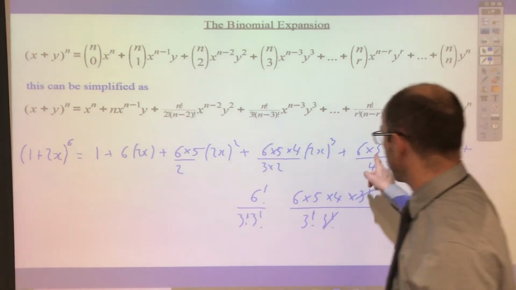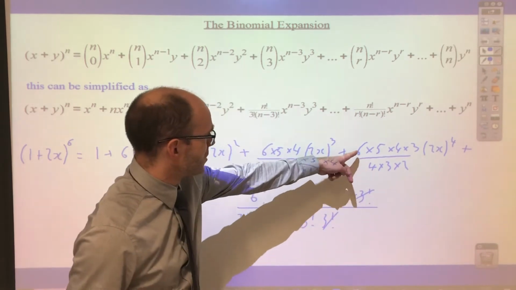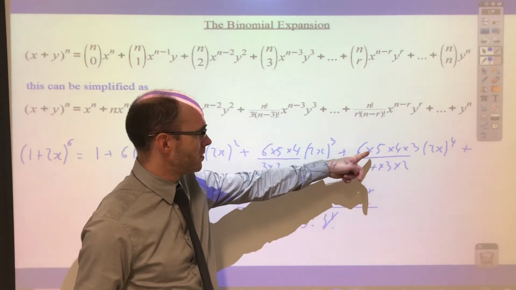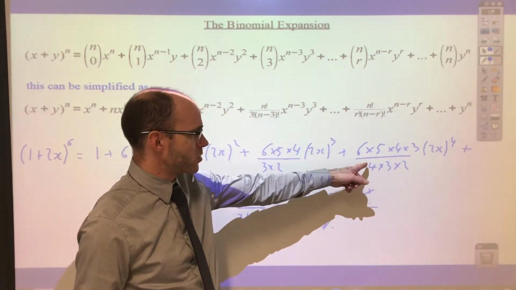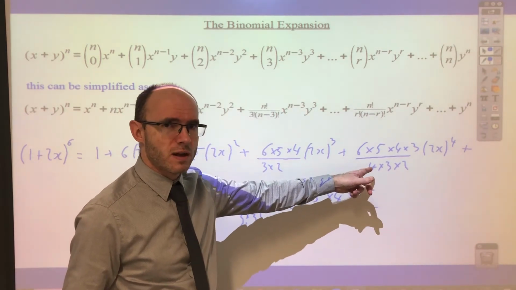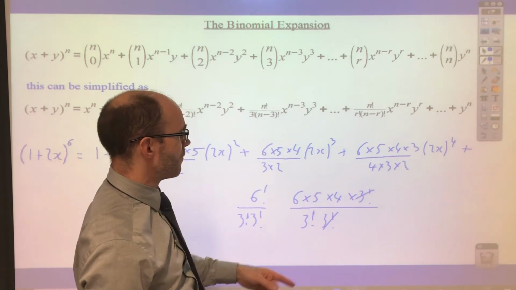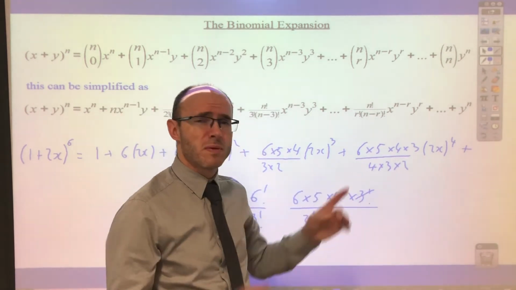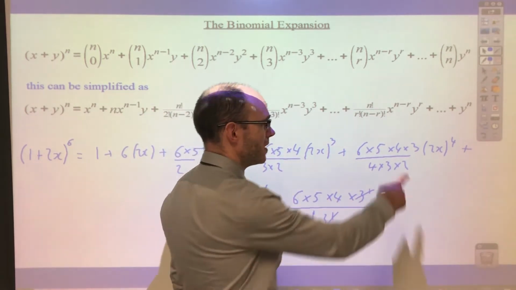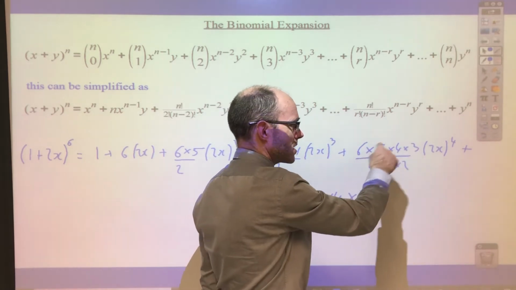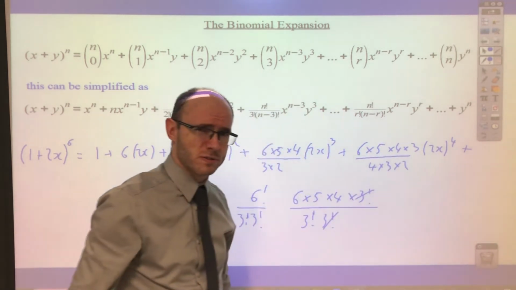Same with this one there. When you write this down, okay, you're going to get 6 factorial on the top, and you'll get 4 factorial on the bottom, and you're going to get 2 factorial as well. Well, I've kept the 4 factorial, 4 times 3 times 2, but the 2 factorial has cancelled with a 2 factorial on the top if I write it 6 times 5 times 4 times 3 times 2 factorial.